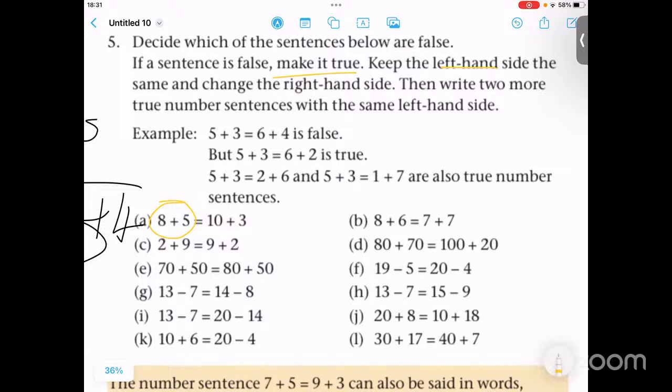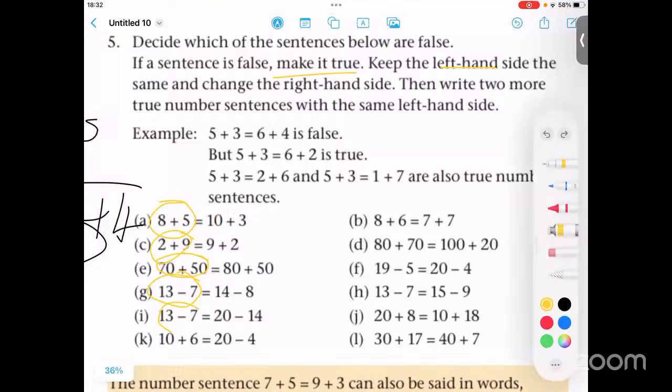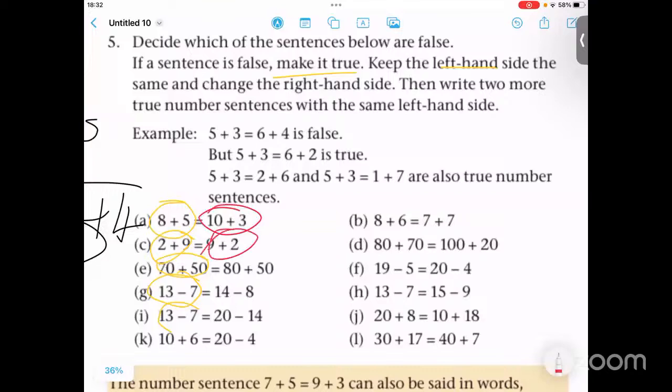So that means the left hand side is not going to change. The only change that you're going to make if the sentence is false will be on the right side, which is the one that I'm about to color in red. So these are the ones that you're going to change, given that the sentence is false. Yeah? And then they say keep the left hand side, I touched it, and change the right hand side.